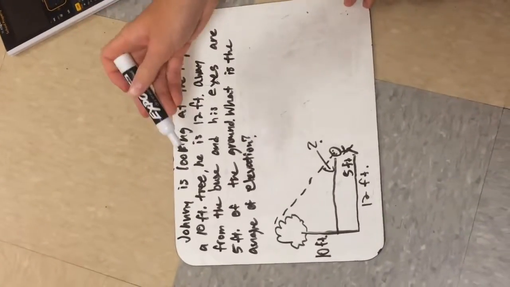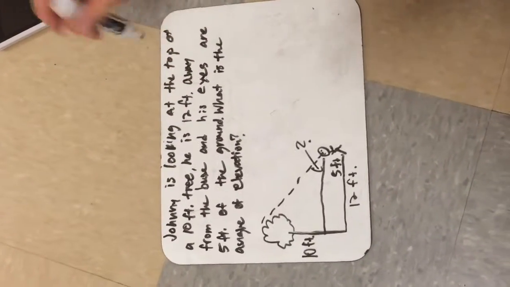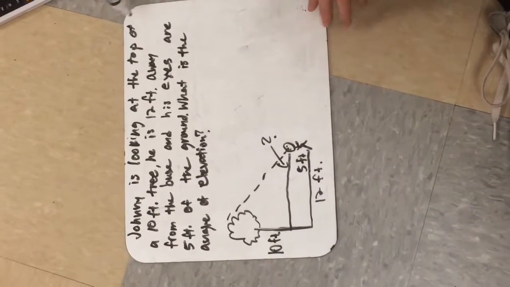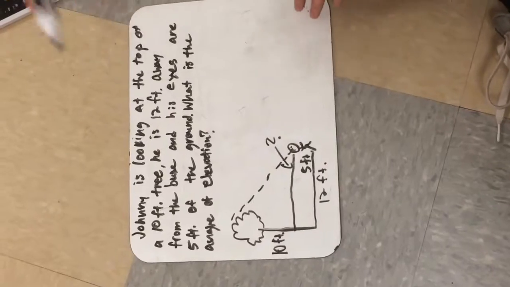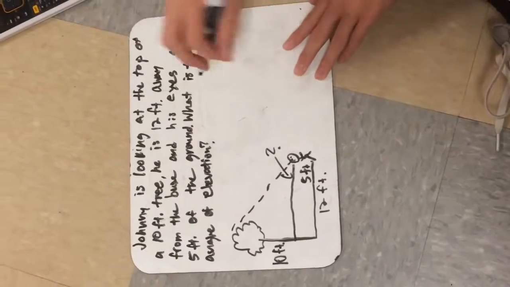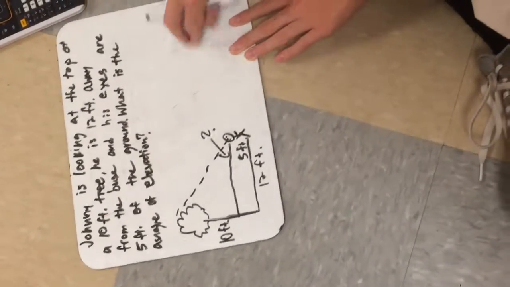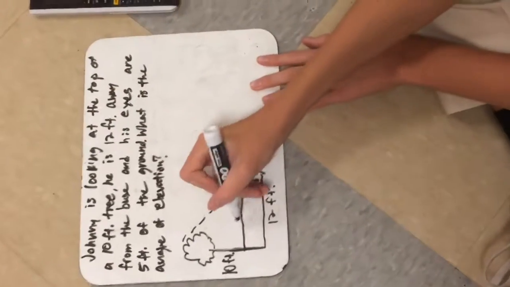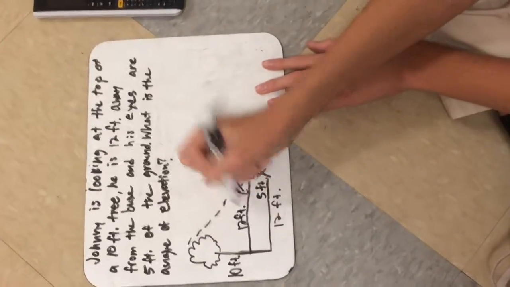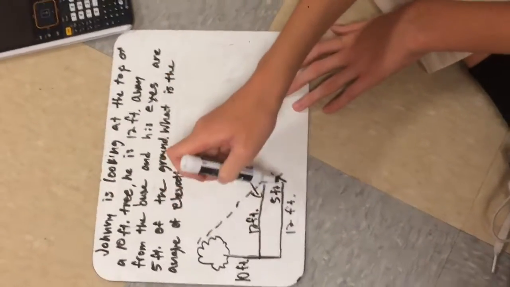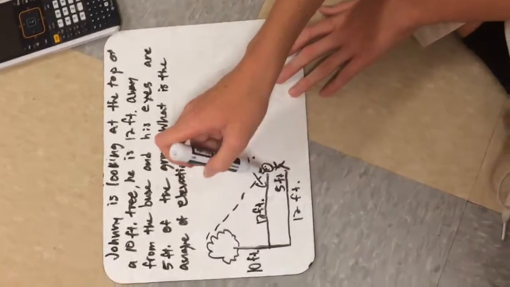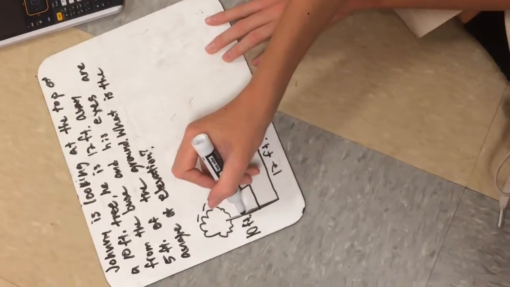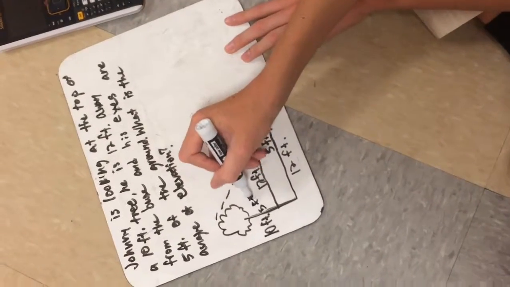So, Johnny is back again. He's looking at the top of a 10-foot tree, and he is 12 feet away from the base, and his eyes are 5 feet off the ground. We're finding the angle of elevation again. So again, we're going to find what's given to us, since these are both parallel and equivalent. This is 12 feet. And we're going to do 10 minus 5 because we're finding the angle of elevation from his sight. So this is going to be 5 feet.